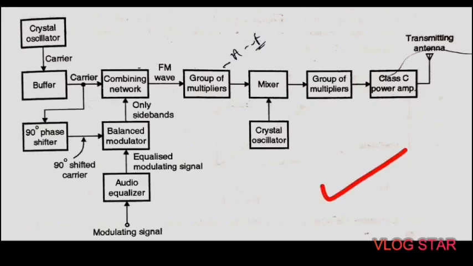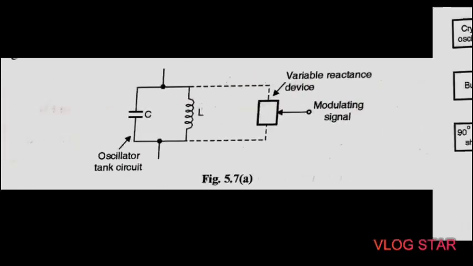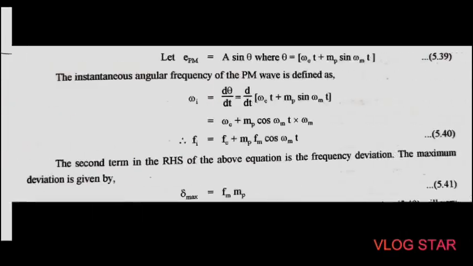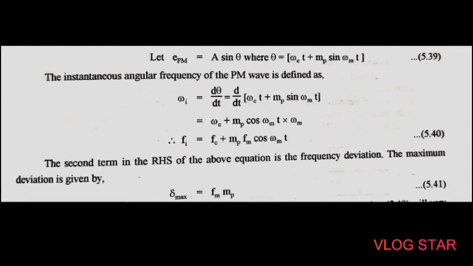Here the first question is, how is FM generated using PM? For that, let us consider the general equation of a PM wave: E of PM is equal to A sine in brackets omega c t plus m p into sine omega m t. This is the general equation of PM, that is phase modulation. Let us consider E of PM equal to A sine theta, where theta is equal to omega c t plus m p into sine omega m t.